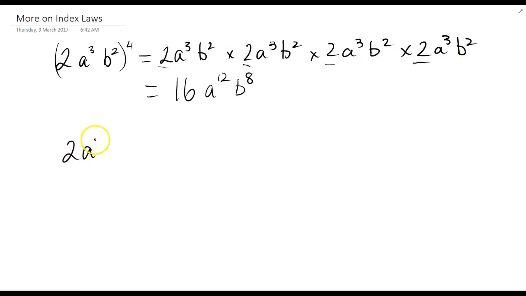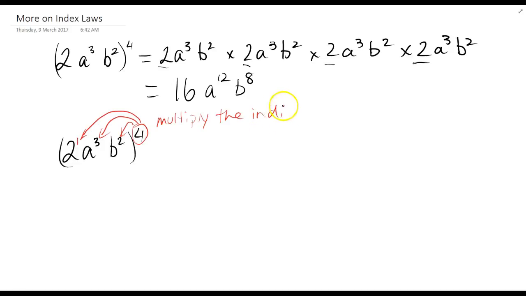So I've got 2a cubed b squared all to the power of 4. So really what we're doing is we are going to multiply this power of 4 by every index that's in here. And when you've got a number or just a plain letter, remember that there is always an index of 1. So I'm going to multiply this through just the indices. So multiply the indices. And when I do that, let's have a look at what happens.